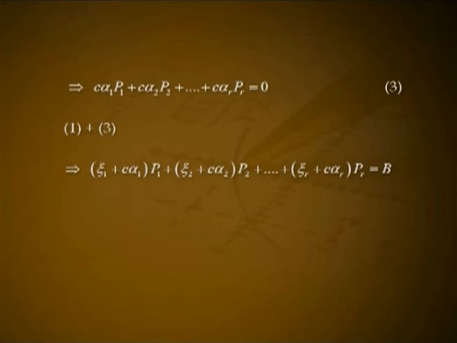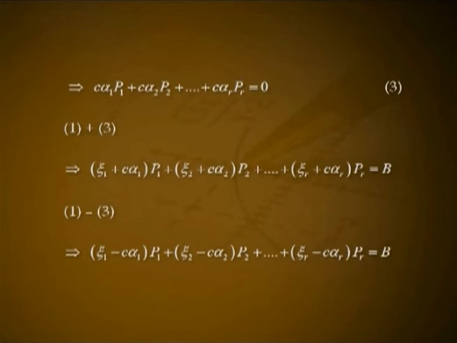Equation number 1 plus equation number 3 implies psi 1 plus C alpha 1 into P1 plus psi 2 plus C alpha 2 into P2 plus etc. plus psi r plus C alpha r into PR equal to B. And equation number 1 minus equation number 3 implies psi 1 minus C alpha 1 into P1 plus psi 2 minus C alpha 2 into P2 plus etc. plus psi r minus C alpha r into PR equal to B.